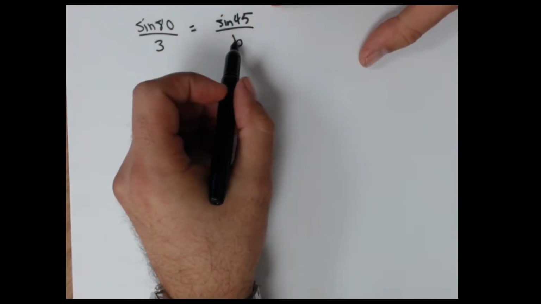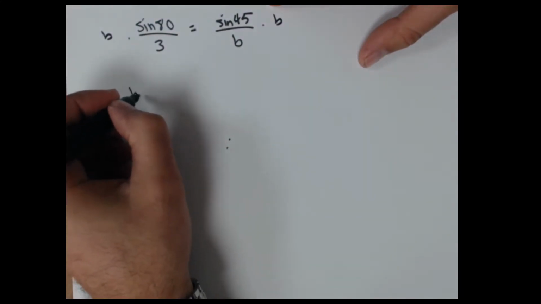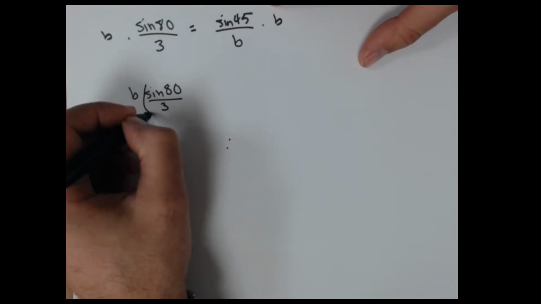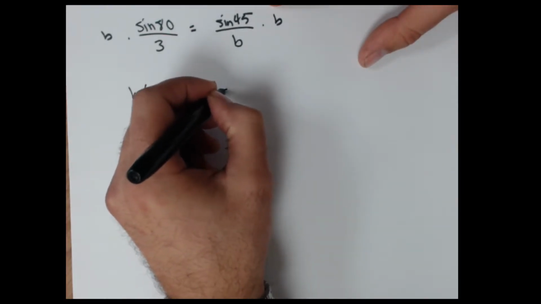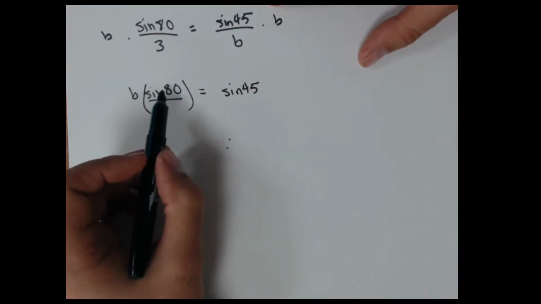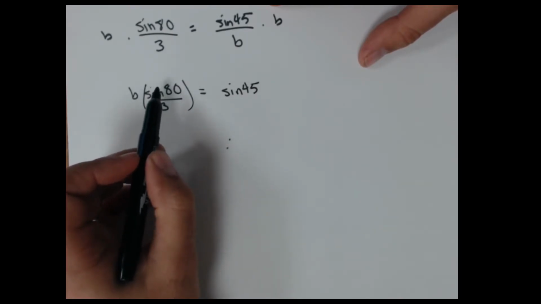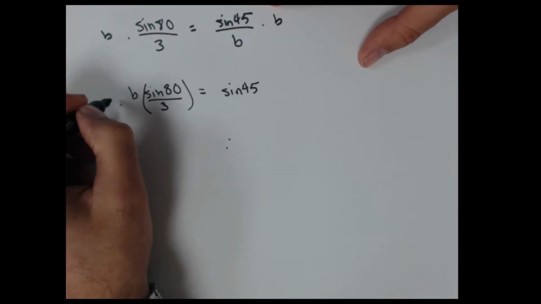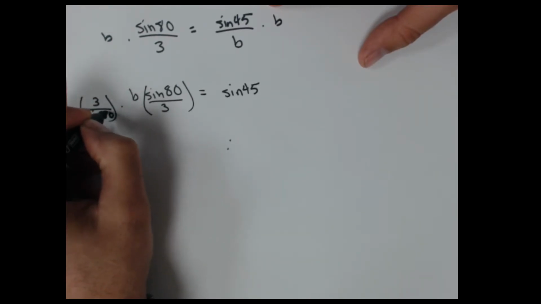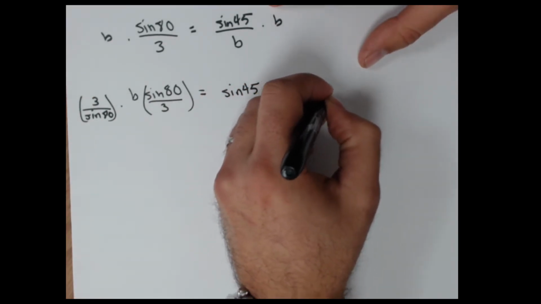I need to solve for b, so I'm going to multiply by b here. So now I have b times sine 80 over 3 equals sine 45. I'm going to keep that b a little bit separate. It's still being multiplied, but now it's a little bit easier to see that I can get rid of both of these things at the same time. I'm going to multiply by the reciprocal, 3 over sine 80, times 3 over sine of 80 degrees.